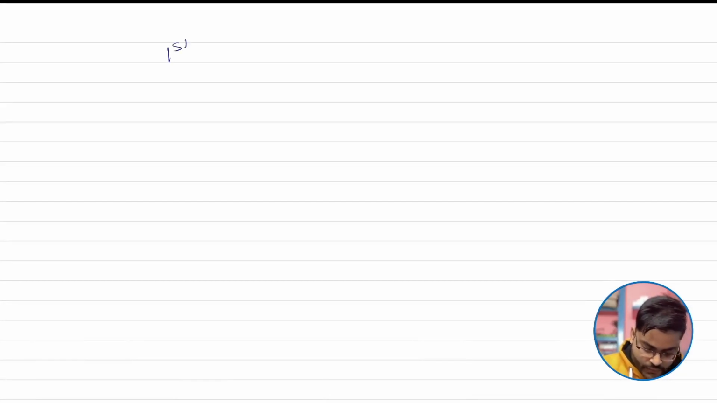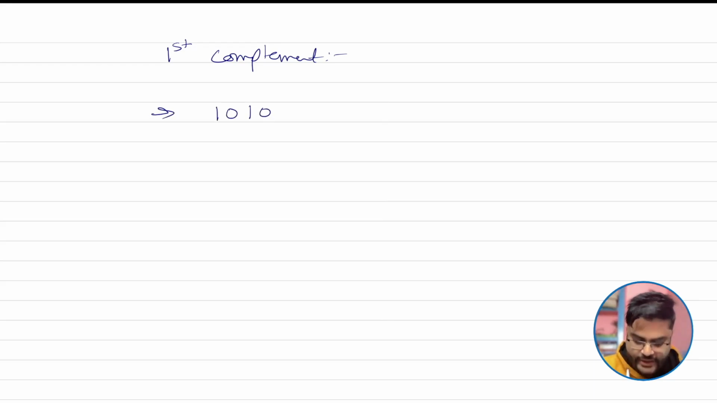Let me tell you what is 1's complement. Let's say you are given a number in binary form. Let's say you are given this one. This is nothing but 10, this is 8, this is 2. So it is 10 in decimal.